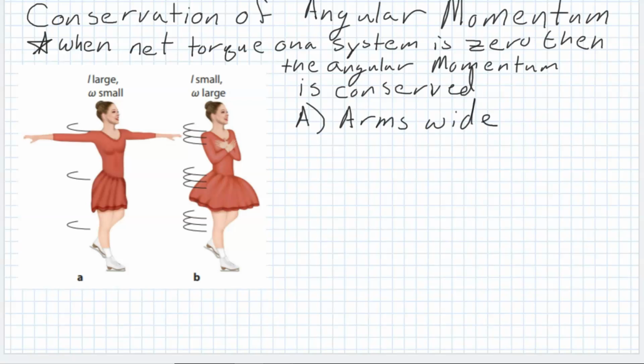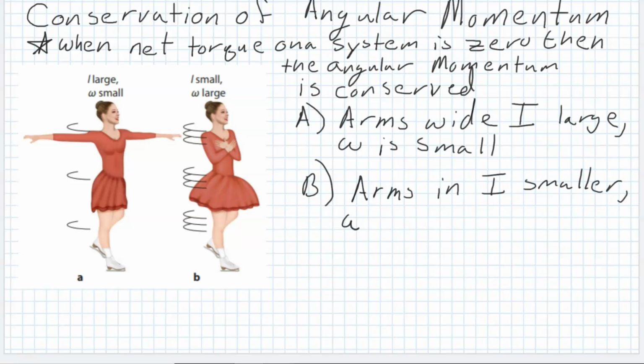So when she has arms out wide, her moment of inertia is very large, and she spins slowly, meaning she has a small omega, or a small angular velocity. So when her arms are wide, I is large, omega is small. When she brings her arms in, she'll spin faster because bringing her arms in reduces her moment of inertia. And in order to conserve angular momentum, her body must spin faster. So her angular velocity, omega, speeds up.